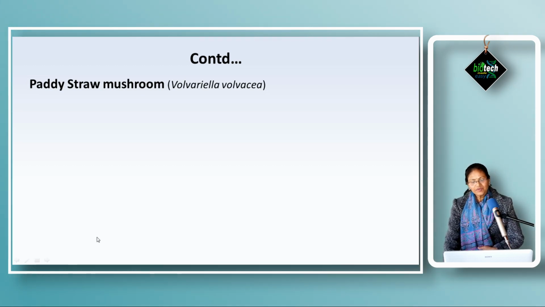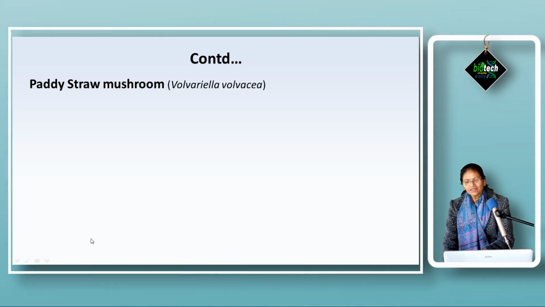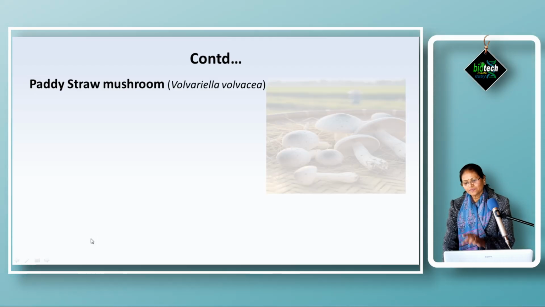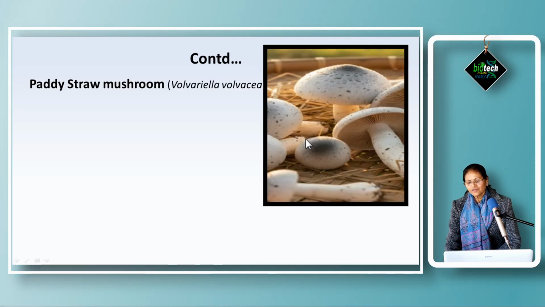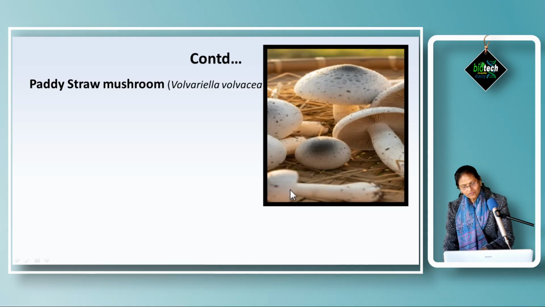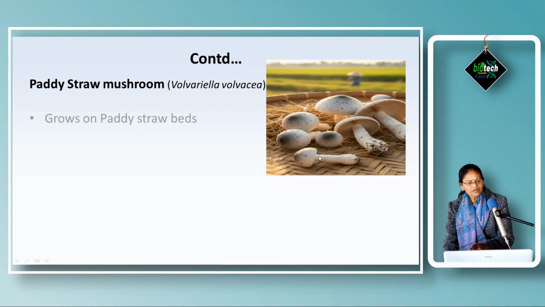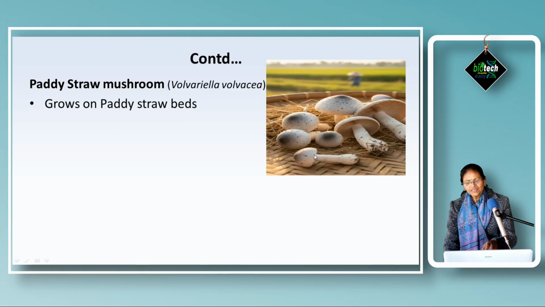Then the third one is the paddy straw mushroom. Its scientific name is Volvariella volvacea. Now let's look into the picture. Here you can see these kinds of fruiting bodies in paddy straw mushroom. So why is this known as paddy straw? Because it grows on paddy straw beds. That's why this is known as paddy straw mushroom.